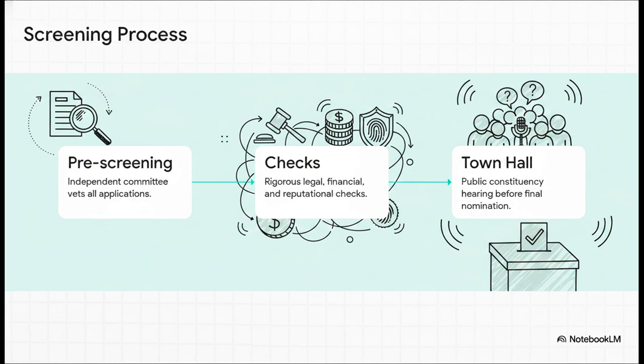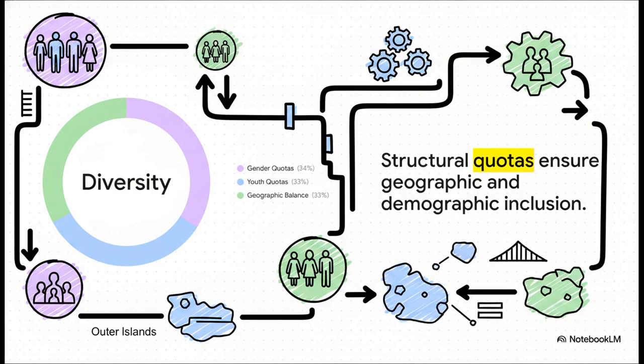Let's walk step by step through the screening process, because every single political aspirant has to survive this gauntlet. Step 1. An independent pre-screening committee reviews the application. Step 2. They undergo rigorous legal, financial, and reputational background checks. And Step 3, which is honestly a massive hurdle, a public constituency town hall. Yep, you have to face the voters in public and answer their questions before a final nomination is ever handed out. Also, notice how the blueprint handles diversity. It doesn't just hope for inclusion, it hardwires it right into the candidate lists using quotas.